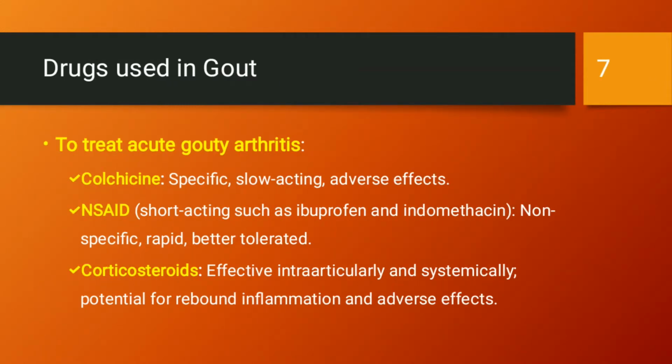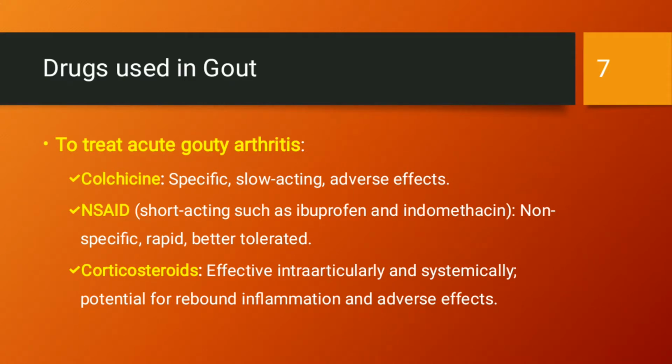So, drugs which are used in gout. There are three types of drugs. The first type helps to treat acute gouty arthritis, and we have three drugs in there. The first one is colchicine. The second one is NSAIDs. In yesterday's lecture we covered this particular topic. And the third one is the corticosteroids.